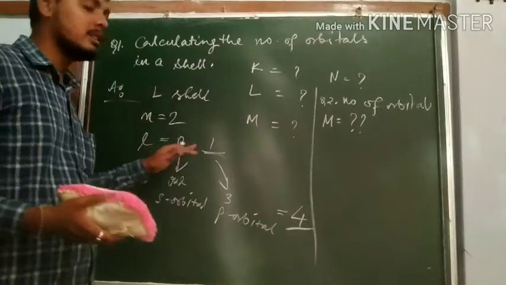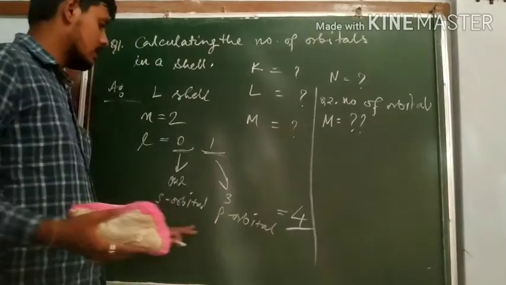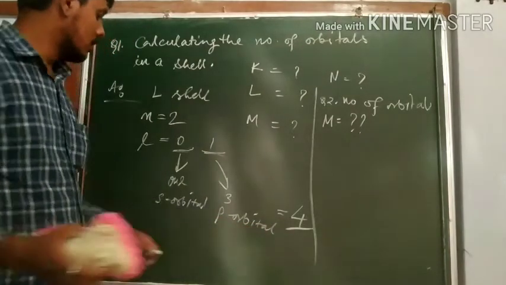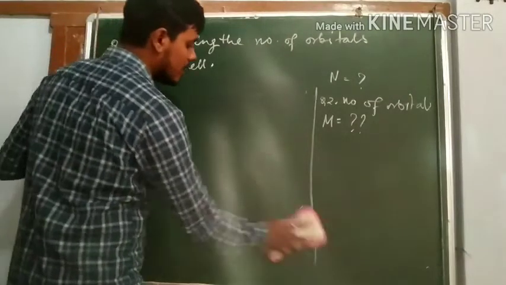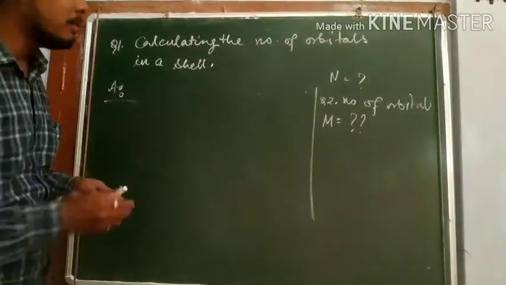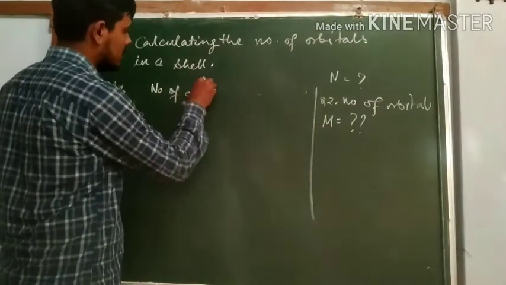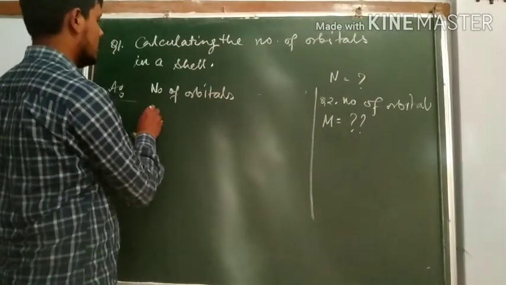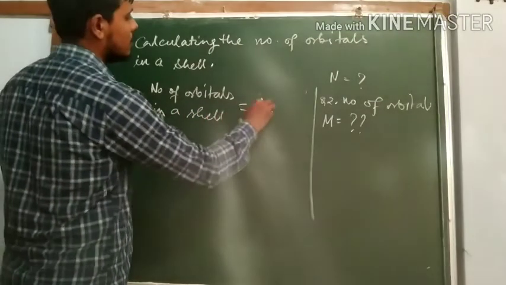You first take the values of L, and for each value of L you calculate this thing, a number of orbitals. Or we have a direct formula to do it. So the number of orbitals in a cell equals to n square.